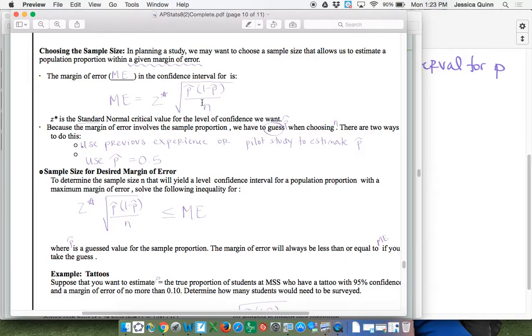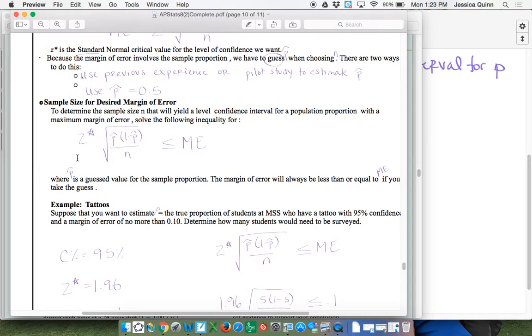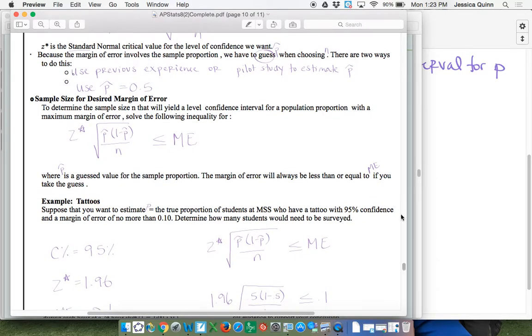If either of those things aren't available or you're not sure, then you can just use a p-hat value of 0.5, and that would give you a sample size that for sure will give you the margin of error that you're looking for. So our sample size for our desired margin of error: we're going to say this margin of error formula is going to be less than or equal to the margin of error that we want. P-hat again is our guessed value for the sample proportion, and the margin of error that we get will always be less than or equal to the margin of error if you take the guess.